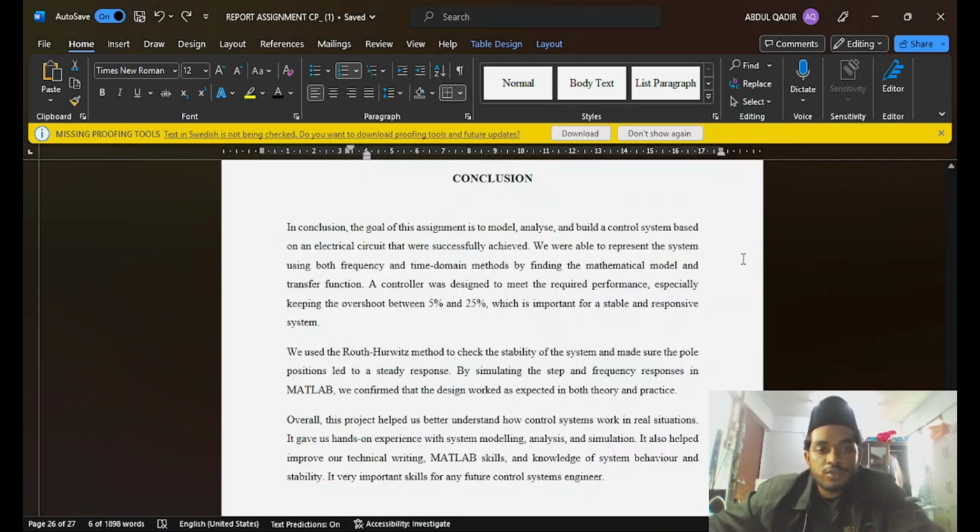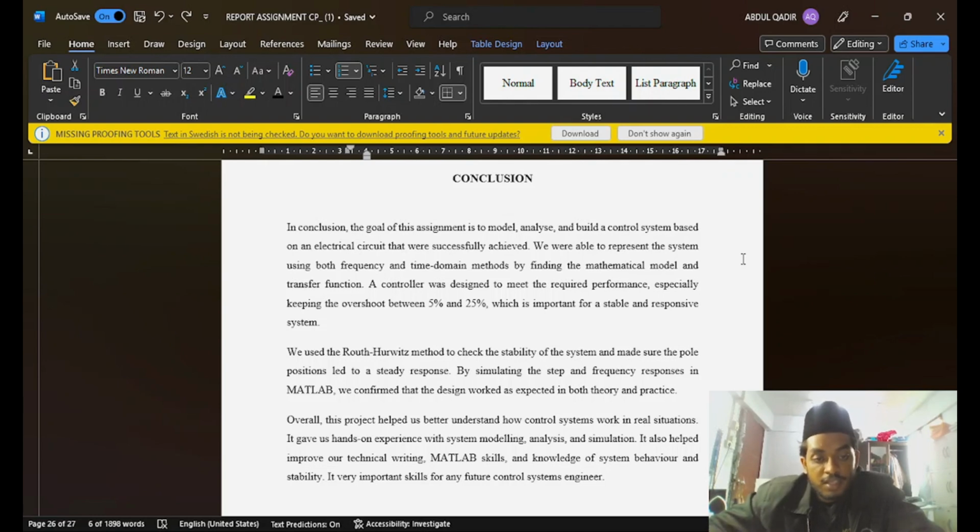Okay, so to sum up, my conclusion is, in this project we worked on designing and analyzing a control system using MATLAB following 3 major parts. For part A, system modeling, we derived the transfer function of the system and converted it to state space. Both models were analyzed using MATLAB simulation. We observed the step response, poles, and zeros to understand the system's dynamic behavior.